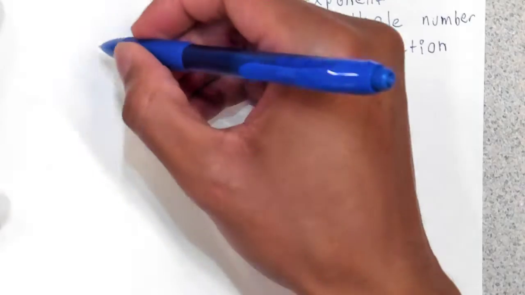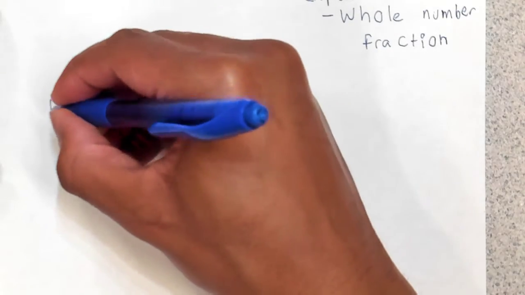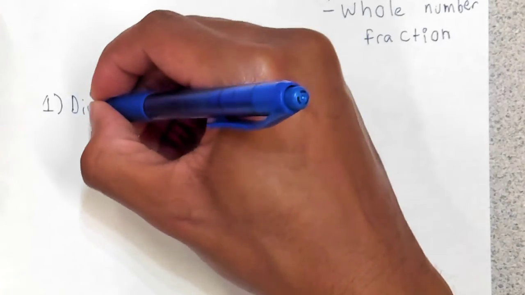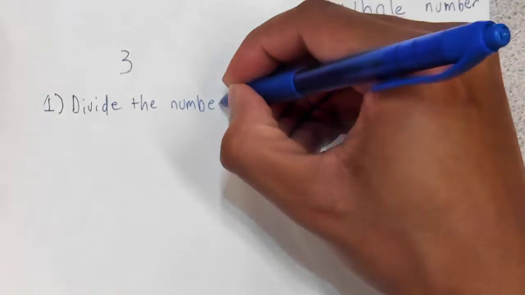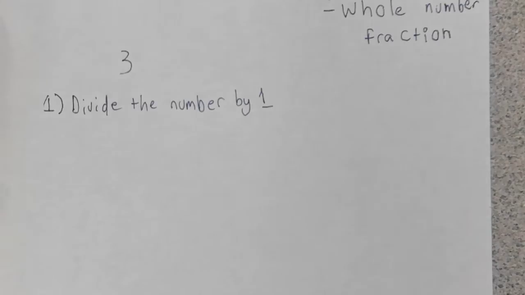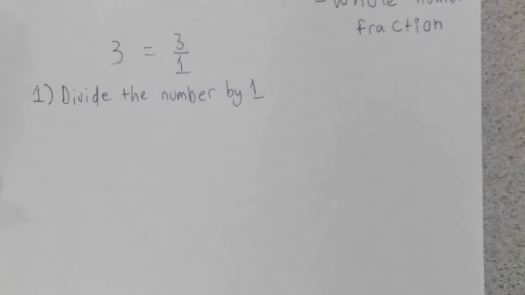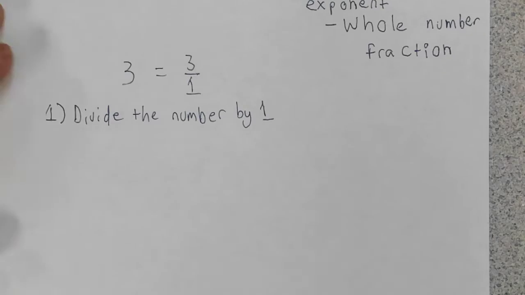So first, a quick refresher on whole number fractions. I'm going to write a whole number here, number 3. So we want to be able to write numbers as a fraction. And it's just a one-step process. Convert from a whole number to a fraction by dividing the number by 1. So 3 is equal to 3 divided by 1. Of course, that makes sense. Divide any number by 1 and it's just itself. So it's still 3.